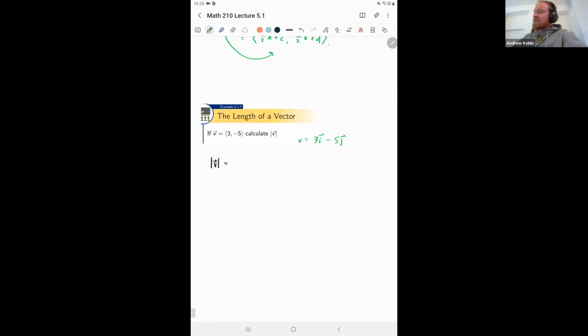But we're going to skip that step in the future because it's redundant. What we're just going to do is take the x component squared, the y component squared, and then we'll take the square root at the end. This is the formula for computing length. And in this case, we have 9 and 25 under the radical. Let's see, 9 plus 25 gives me 34. I don't know the square root of 34 off the top of my head, so I'll leave it as a square root. So that's the length of this vector.